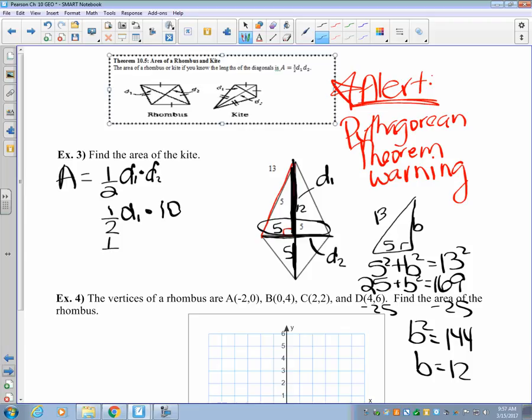So D1 is 12 plus 5, which is 17. So the area is 85. 170 divided by 2. And I'm looking for the units. When it doesn't have units, we just put U squared. U for units.